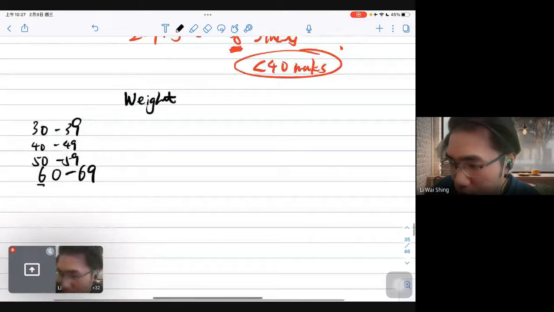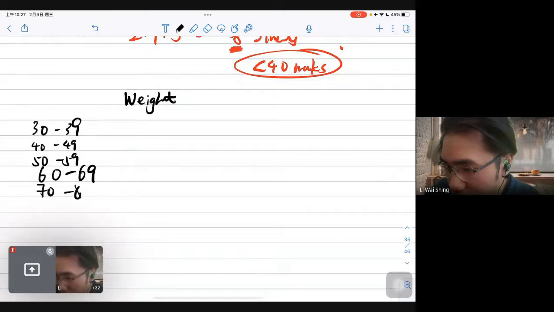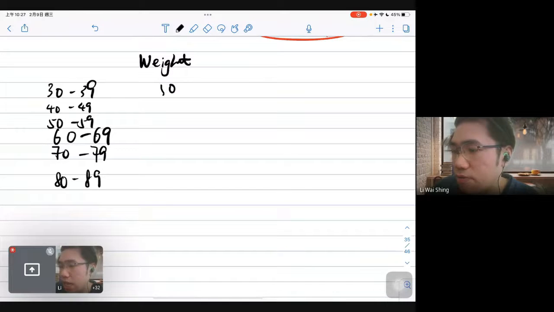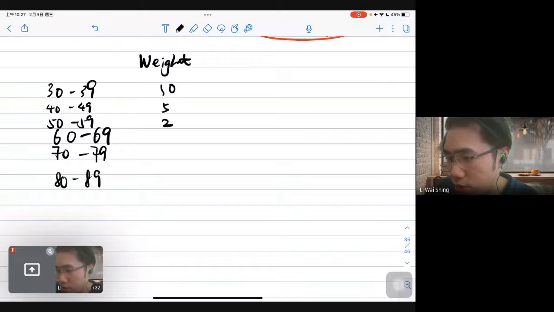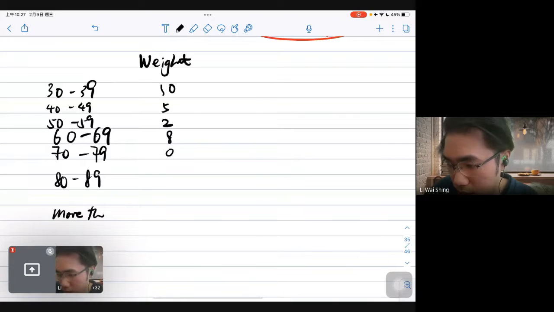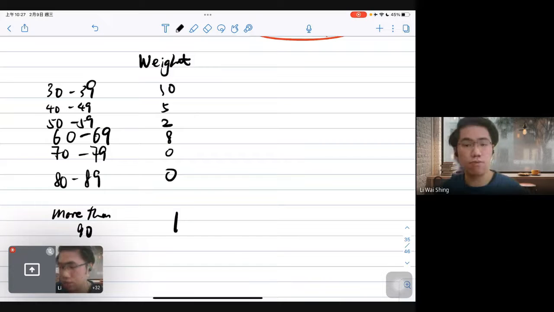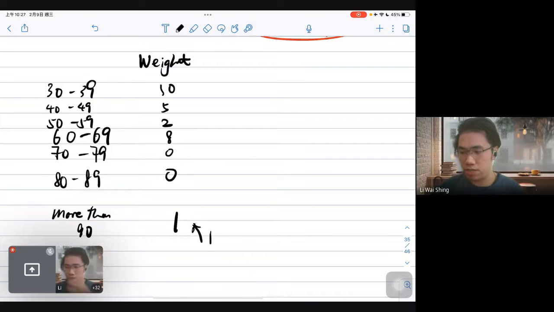Then I will collect all the data, and I draw the frequency polygon. For example, 10 of you in this range, 5 of you, 2 of you, starting from here, 8 of you, 0 of you more than 90, then 1 of you here, 0, for example. This is Mr. Lee, for example.